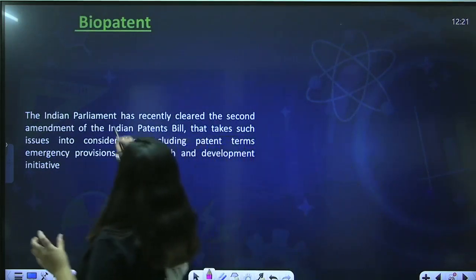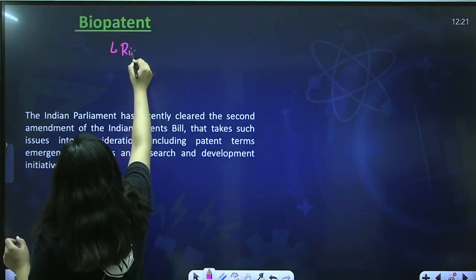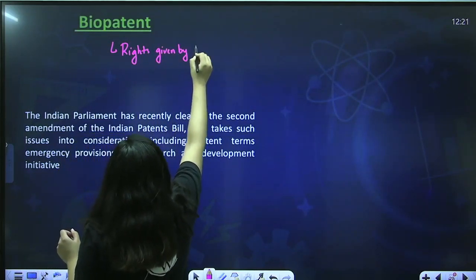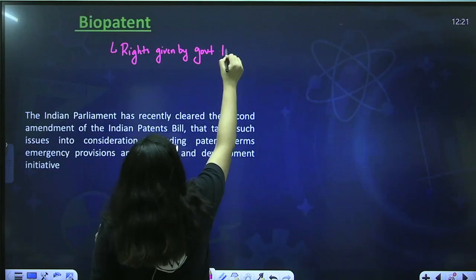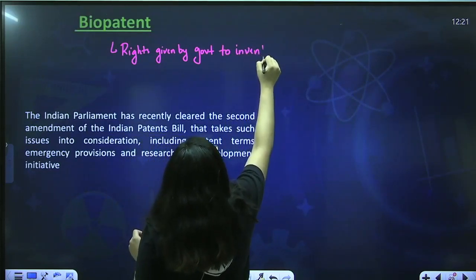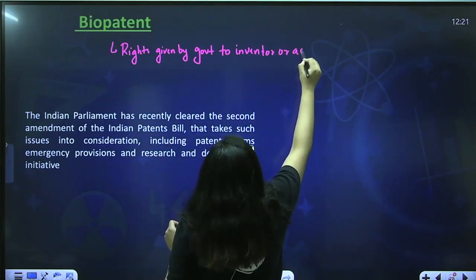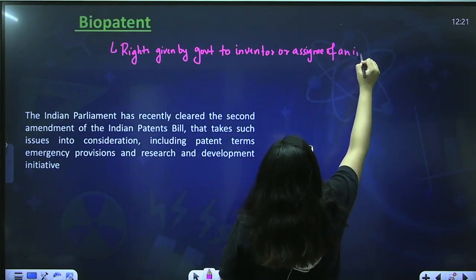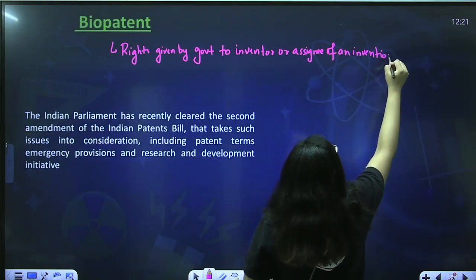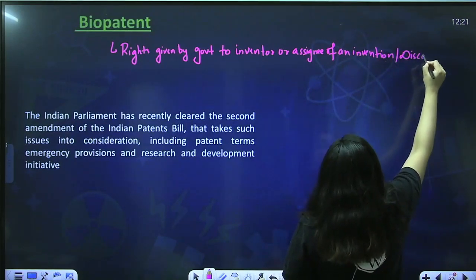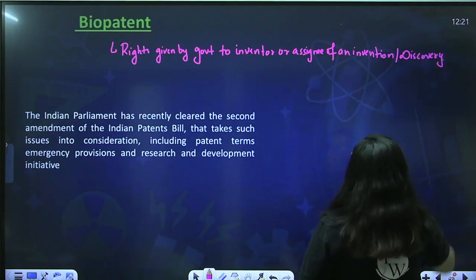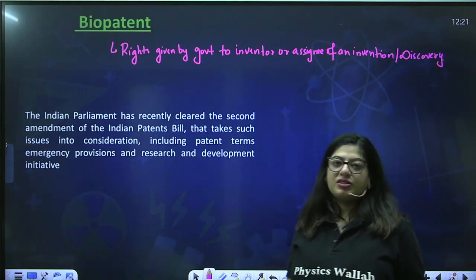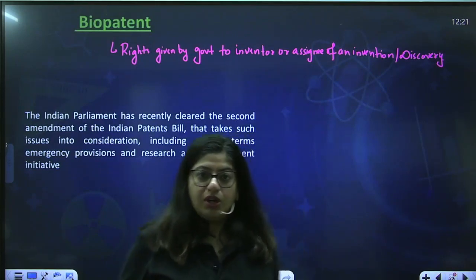So biopatents are nothing but rights given by the government or any agency to the inventor or assignee of an invention or discovery. If you have even made a discovery, even then you can get a patent for it. Okay. So these are given so that you can disclose it to the public, and no one else can claim it.